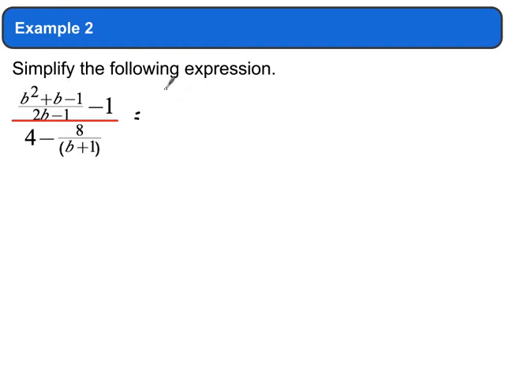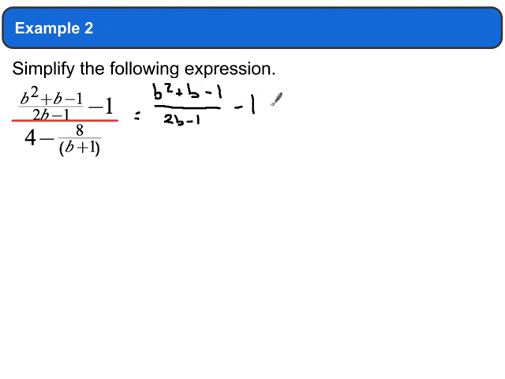So this one right here, we're going to factor out immediately to a b and a b. This is going to be a negative 1. That may not actually be factorable, is it? So we're going to leave that one alone for now until we see what we're going to do with that. So we're going to write b squared plus b minus 1, and we're going to leave this over 2b minus 1 with a minus 1 behind it.